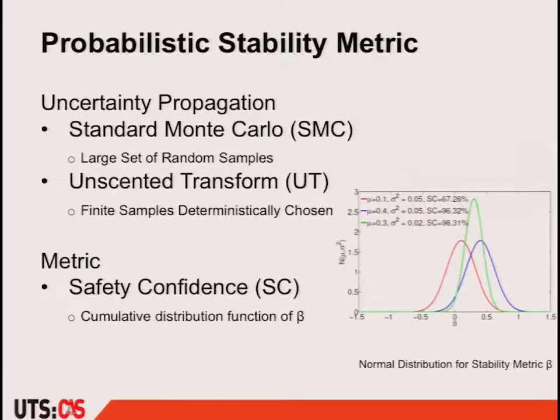So how do we do that? So from an uncertain input, we propagate uncertainty. And you can use the standard Monte Carlo simulation. In this paper, we propose to accelerate the process using the unscented transform. Then we compute our probabilistic metric, that is the cumulative distribution of beta, of this force angle.